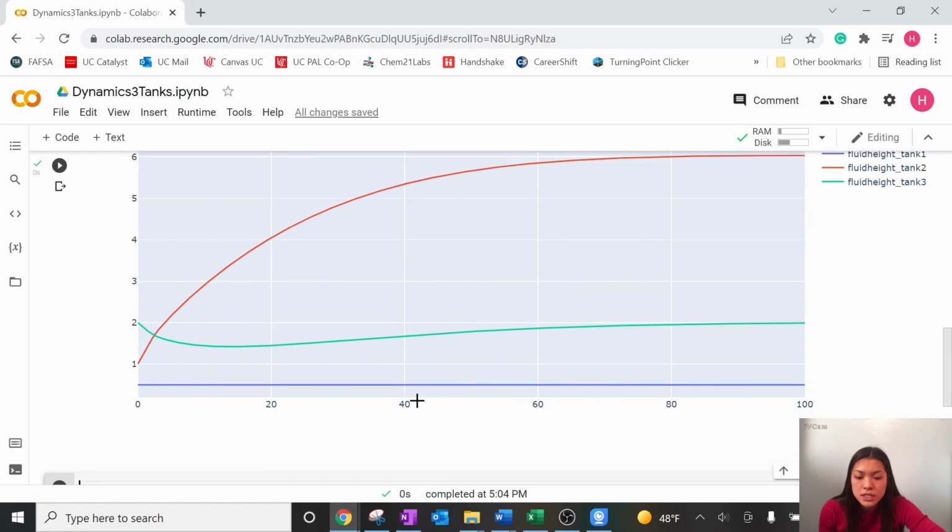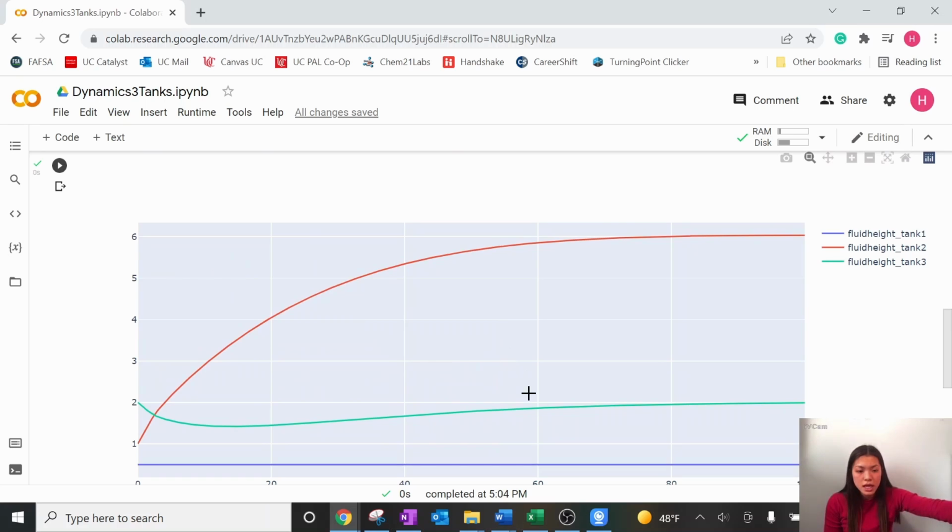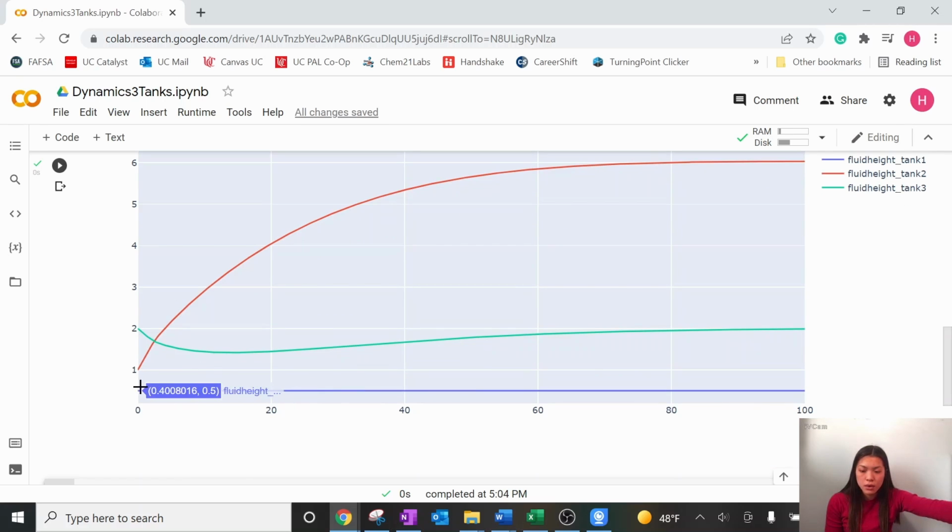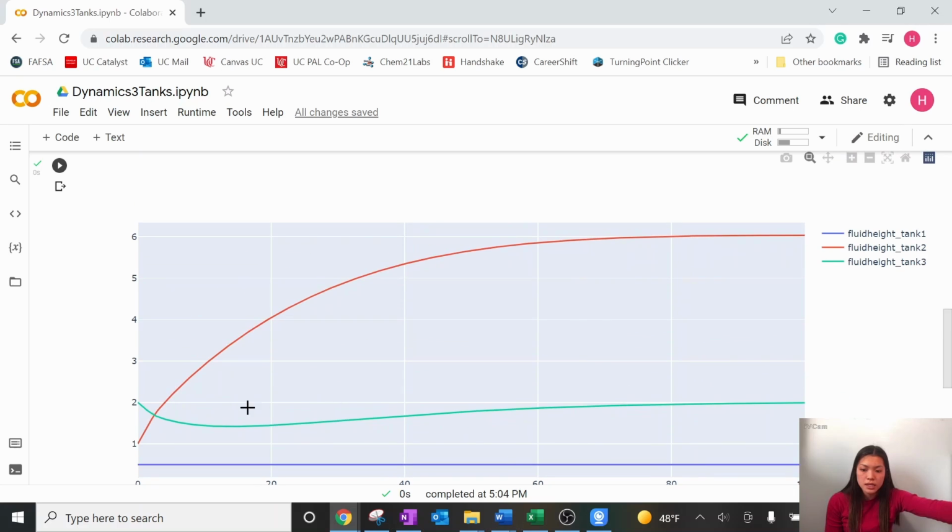And this is our simulation plot. So this shows, if we look at the fluid height in tank 1, that it's staying constant. In tank 2, it is going up. And in tank 3, it is going down.